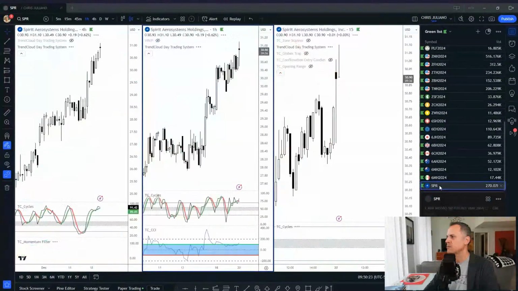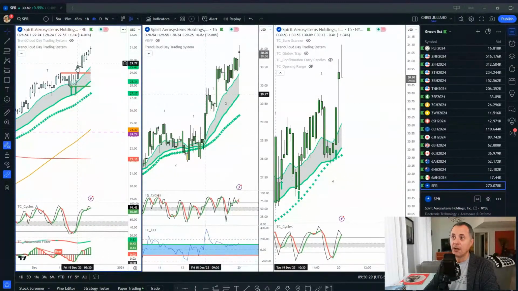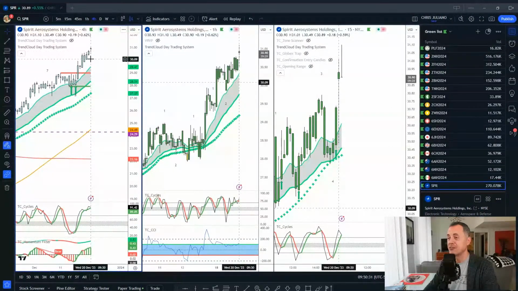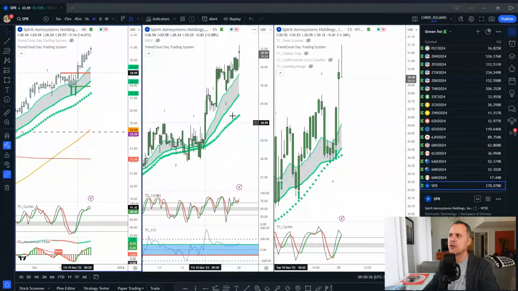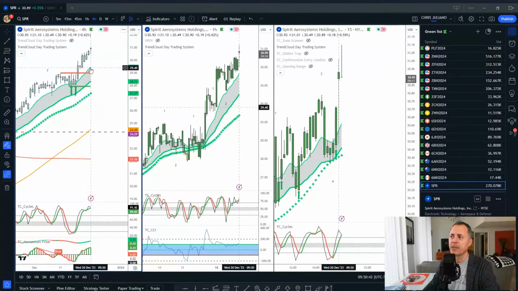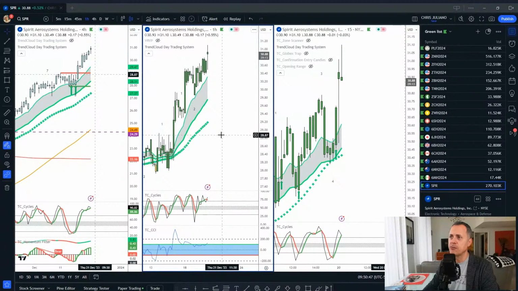Let's go back to SPR. SPR is wickedly extended, right? So what does this mean? High time frame extended trend means trend reversal on those lower time frames, right? So we've got a chance to accumulate SPR because this is probably going to reverse. Look, we're extended on that 4-hour chart.